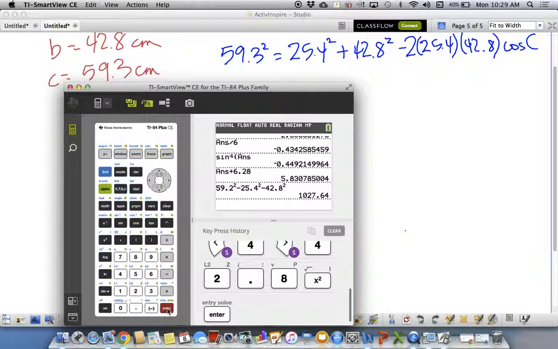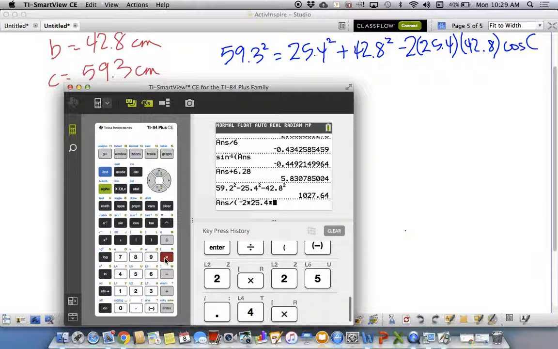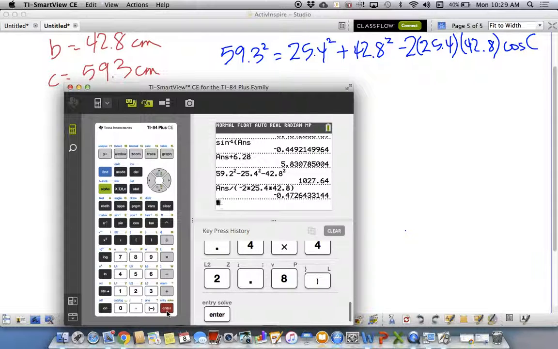Okay, and I'm going to hit enter. And I get this number. Then I'm going to divide. Now I'm going to use parentheses because I need a -2 times the 25.4 times the 42.8. I'm going to end my parentheses. So now I'm dividing by this number over here. Okay? And I'm going to hit enter. And so I have cosine C equals this decimal.